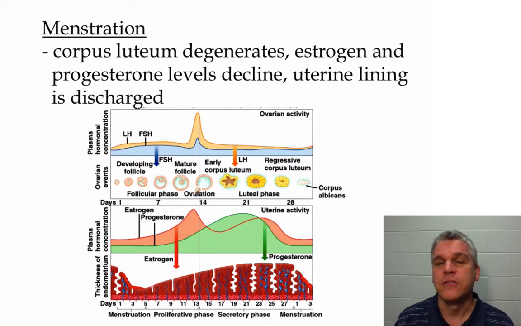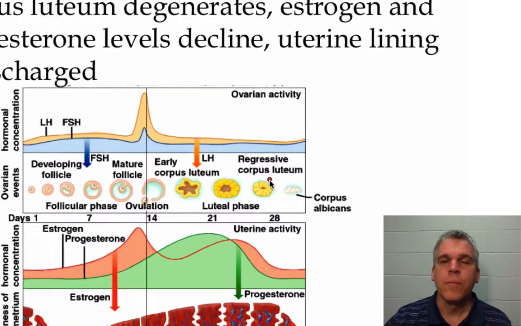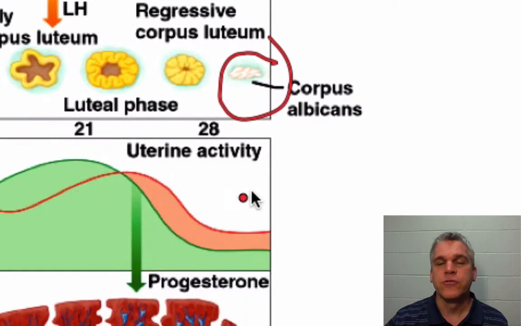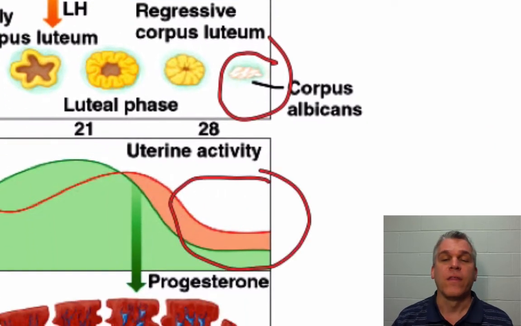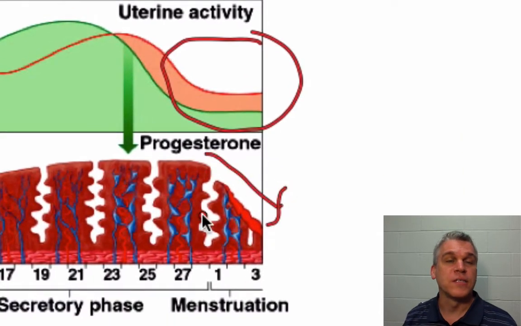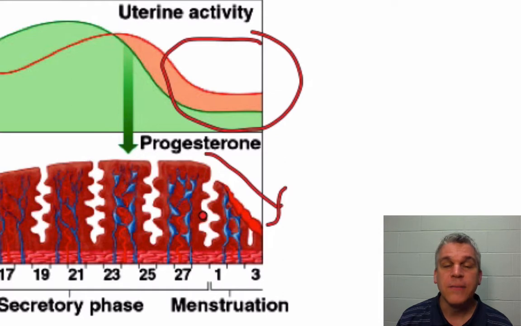The most common thing that happens, though, is that the egg is not fertilized, which means that the corpus luteum breaks down into the corpus albicans. Now notice when that happens, when the corpus luteum breaks down, estrogen and progesterone levels decrease. When that happens, the uterine lining is going to be discharged in what is known as menstruation. This takes several days to discharge all of that uterine lining, and then this whole process starts all over again. So that's just a real quick overview of the female reproductive system. In our next video, we're going to be taking a look at how a fetus develops.